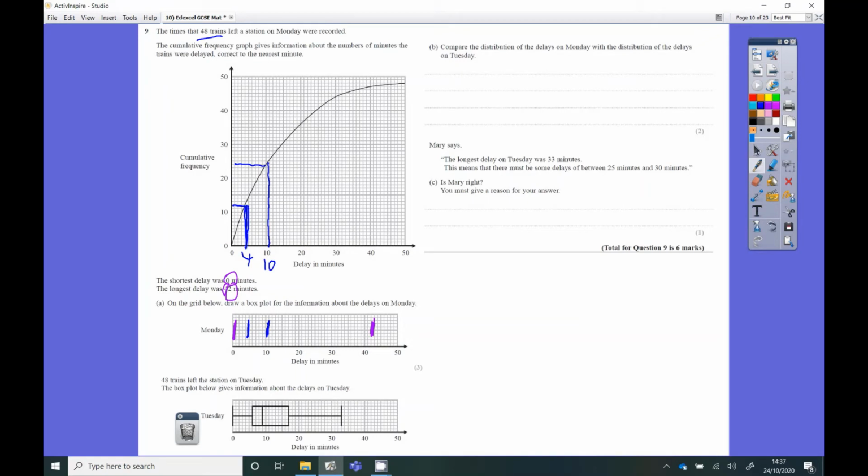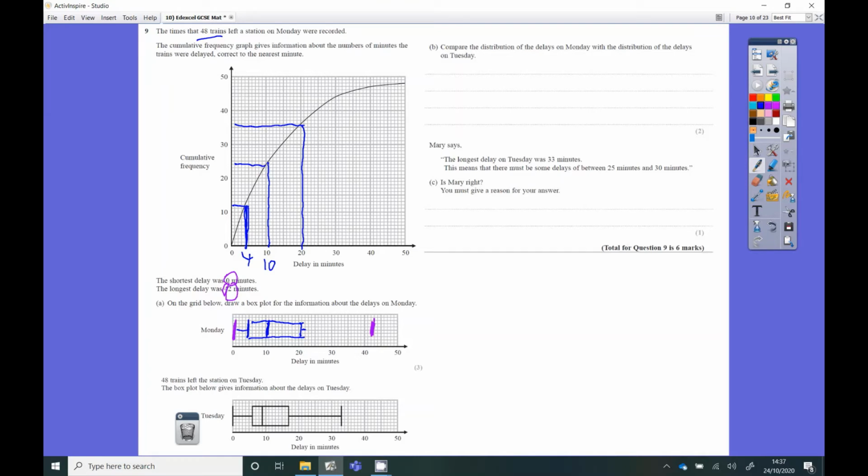And 3/4 of 48 is 36. So if you come along using a ruler, go down at 36, you can see we get our upper quartile at 20. So just draw a rectangle around, creating a rectangle there, and a line in the middle. And that is your box plot for part A.